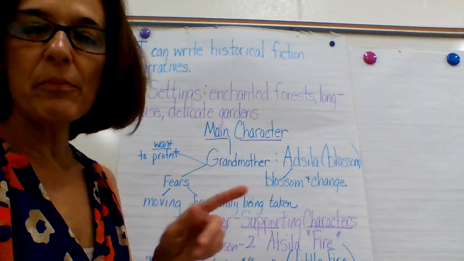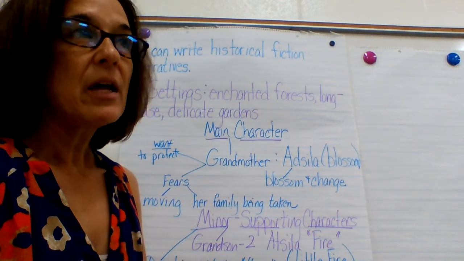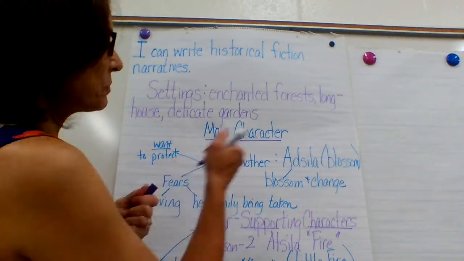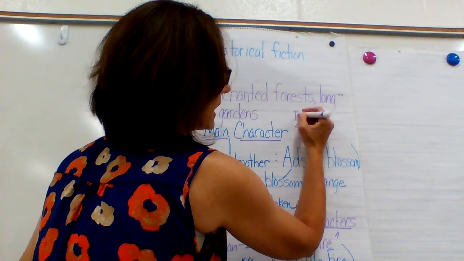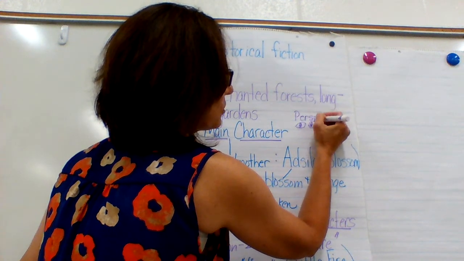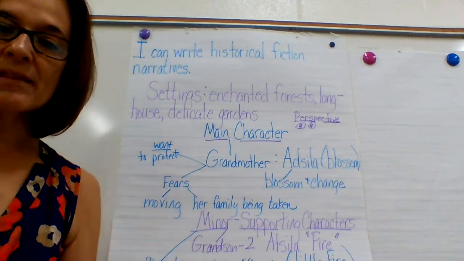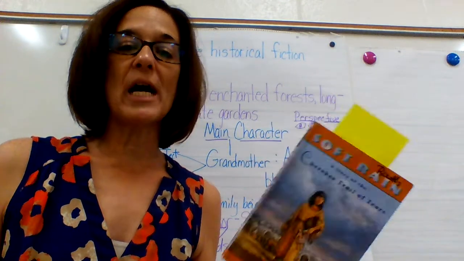Next, we came up with our main character, because we said the main character is most important. The story is from their eyes. So it is from their perspective. We've talked a lot about perspective. In the book Soft Rain that we're reading right now, it's from Soft Rain's perspective. You can tell that. Everything comes from her eyes.